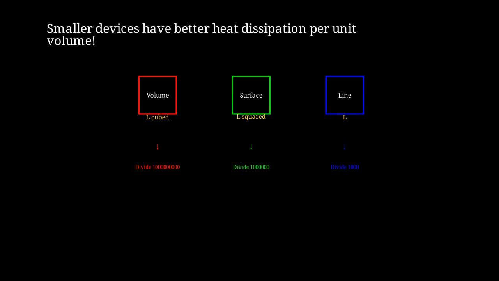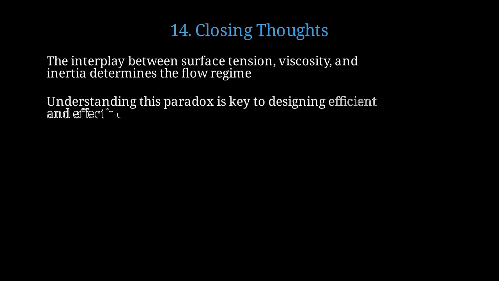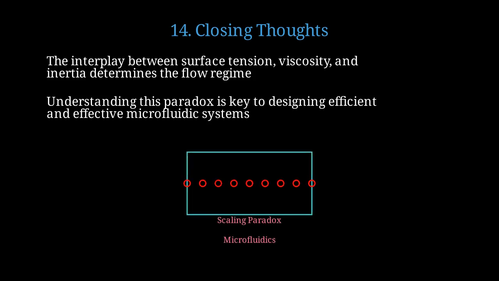To conclude, the microfluidic scaling paradox reveals the fundamental shift in physical laws as we move from macro to micro scales. The interplay between surface tension, viscosity, and inertia determines whether we see laminar or turbulent flow. Understanding this paradox is key to designing efficient and effective microfluidic systems, which have numerous applications in medicine, chemistry, and beyond. This is the microfluidic scaling paradox in essence, where understanding the shift in physical laws at the microscale enables the creation of innovative and efficient microfluidic systems.